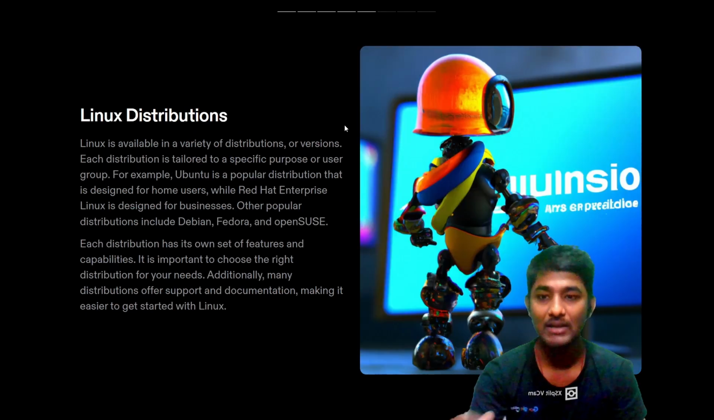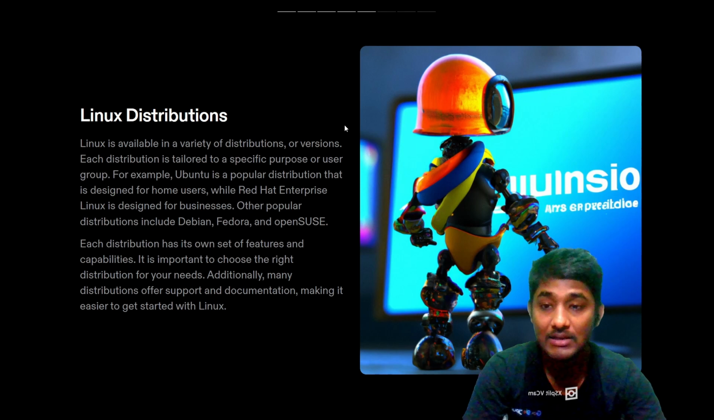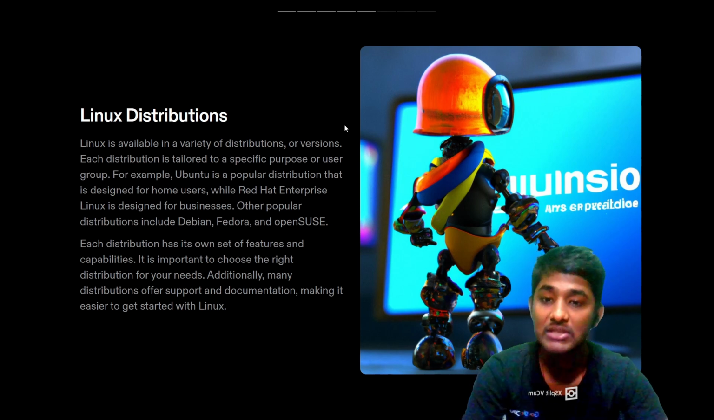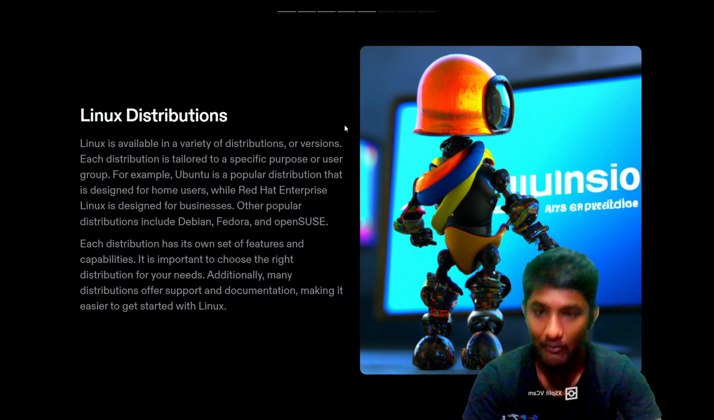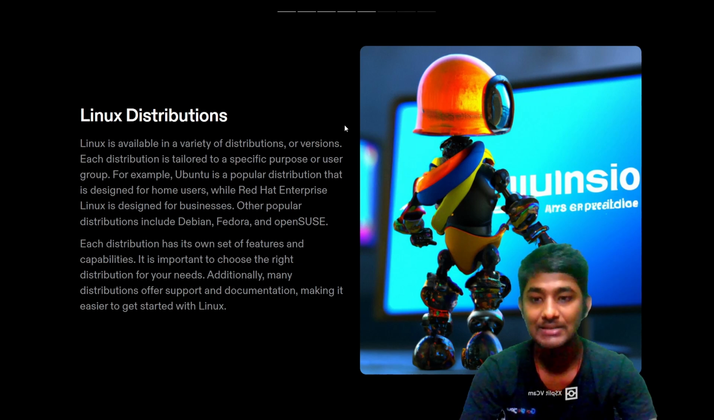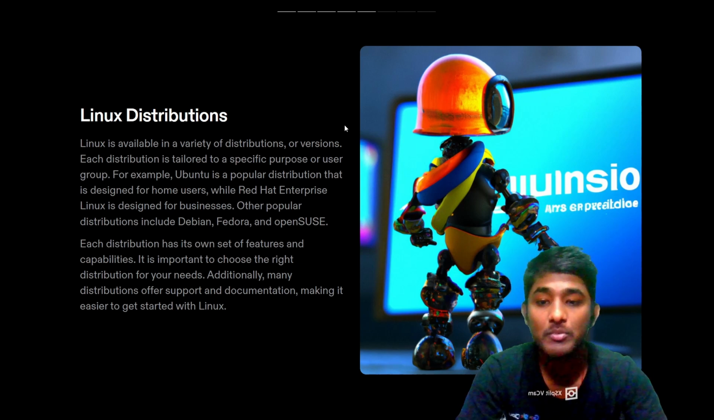Distributions: different variations of Linux are available in a variety of distributions or versions. Each distribution is tailored to a specific purpose or for a particular user group. For example, Ubuntu is a popular distribution that is designed for home users, while Red Hat Enterprise Linux is designed for businesses. Other popular distributions include Debian, Fedora, and OpenSUSE.